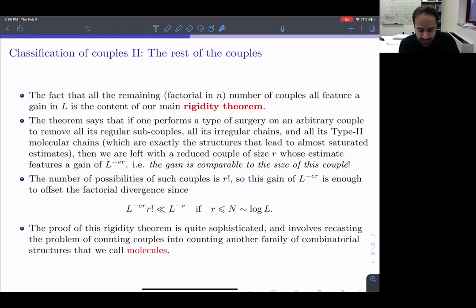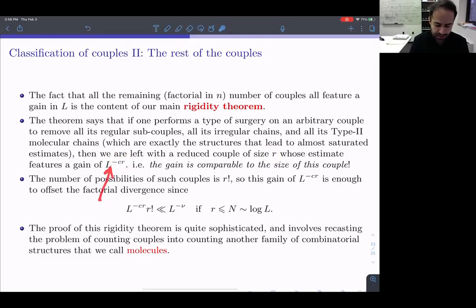So the theorem says that if one performs a type of surgery on an arbitrary couple and you remove all the structures that saturate the bounds, so you remove from this couple all the regular subcouples, the irregular chains, all the type 2 molecular chains that were on the previous slide, so all the structures that lead to almost saturated estimates, then you're left with a reduced couple of size R. And the key point is that the estimate on this couple features a gain of the form L to the minus CR. In other words, the gain depends on, and is comparable to, the size of this couple.